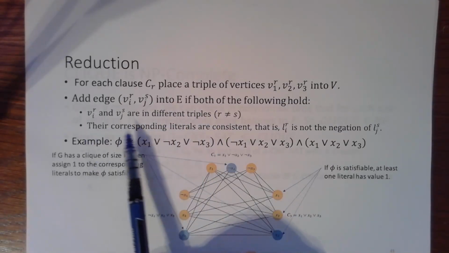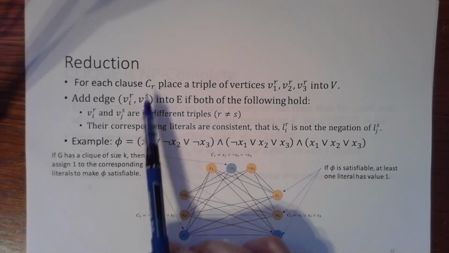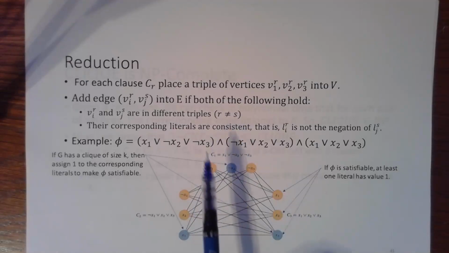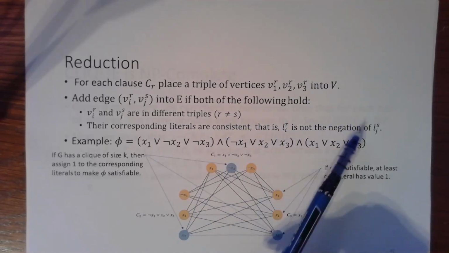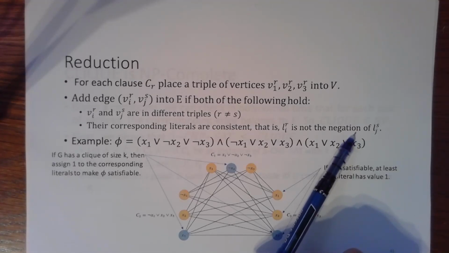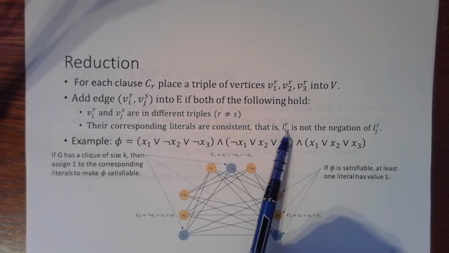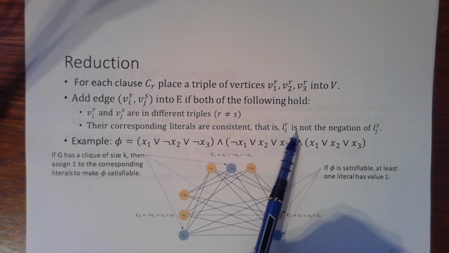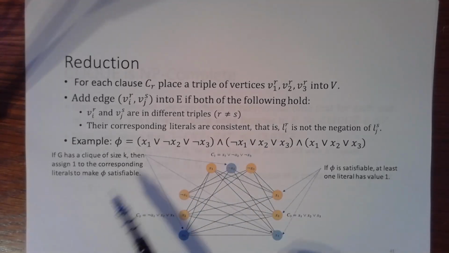And then also the corresponding literals in the original formula have to be consistent. That means we can't have one of them be the negation of the other, because something can't be both true and false at the same time. So I'm only going to put an edge between them if they could both be true at the same time. Okay, so let's see an example of how this is going to work.